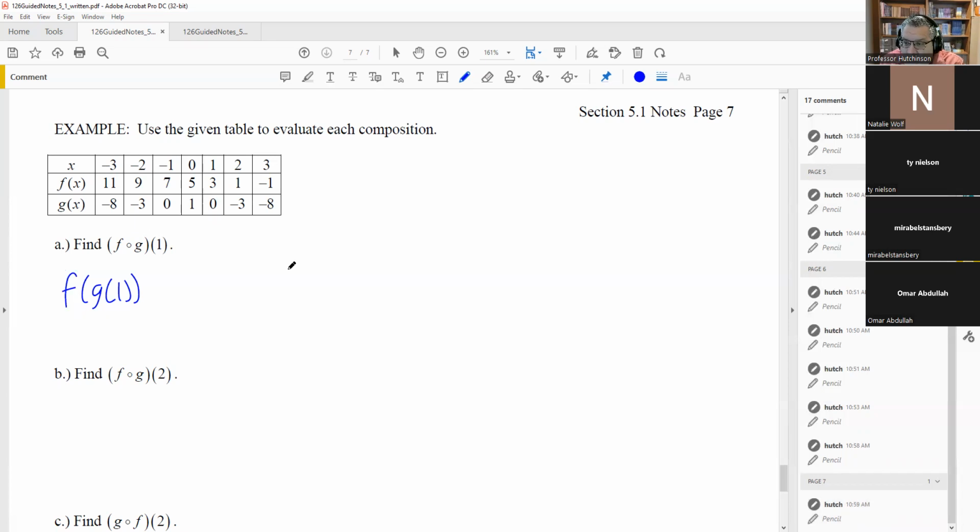Okay, so we have that one there. And so I have now a 0 that is going to go inside of it. Now we want to put the 0 into the f. So we go to the 0 column and we go down to the f row right there, and we get 5. So f of 0 equals 5. That means now I know that f of g of 1 is equal to 5. Okay, so now we have that one complete.